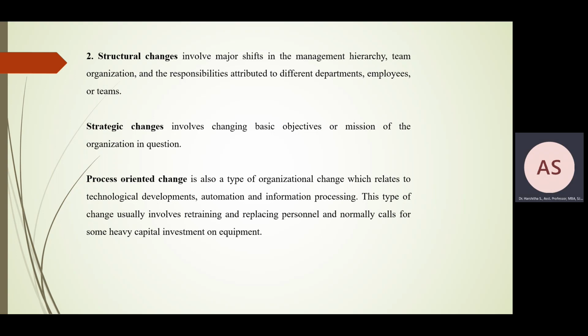For example, strategic changes. Strategic changes, what does that mean? Strategic changes involve changing the basic objectives or mission of the organization in question. Process oriented change is also a type of organization change which relates to technological developments, automation, and information processing. This type of change usually involves retraining and replacing personnel, that is, employees, and normally calls for some heavy capital investment on equipment. For example, let us go with the example of this.